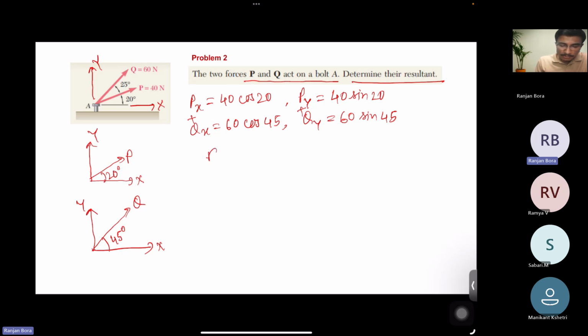So the resultant component Fx will be Px plus Qx, which I will calculate, and the resultant component Fy will be Py plus Qy. How much is Fx? Have you done the calculations?